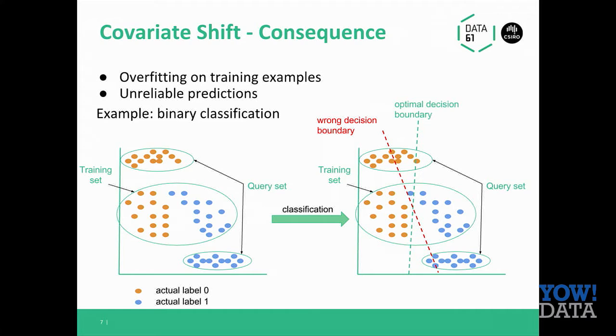You can see the training set is mainly located in the middle part, whereas the query set is located in the upper and bottom parts. So our classifier might learn a wrong decision boundary, shown as this red dashed line. You can see it wrongly classified nearly half of the query set. If the classifier got a chance to see the points on the upper or bottom part, then it might be able to learn this optimal decision boundary, shown as this green dashed line.